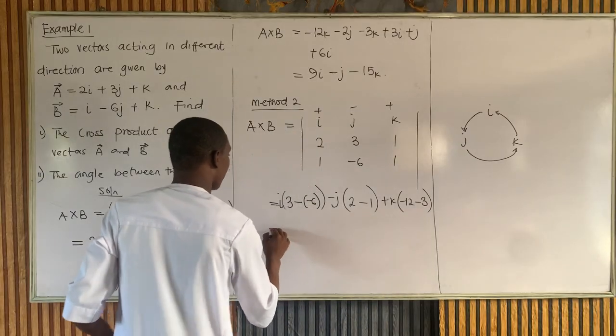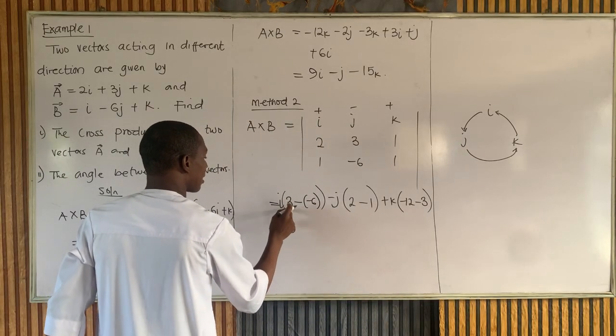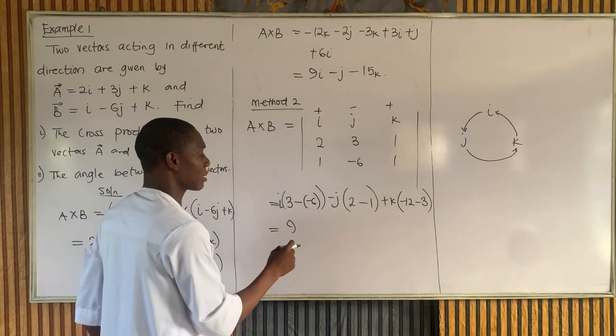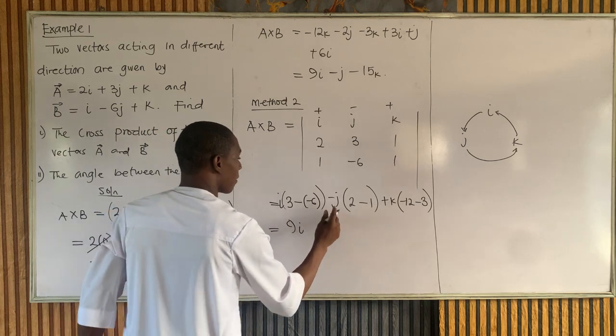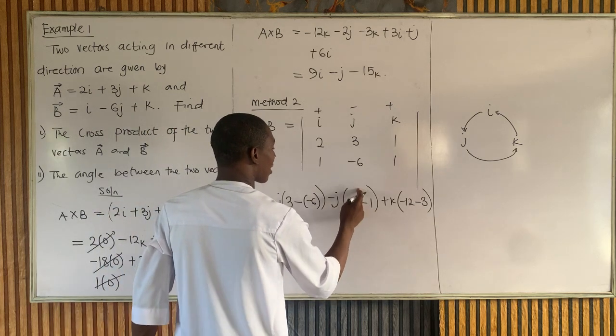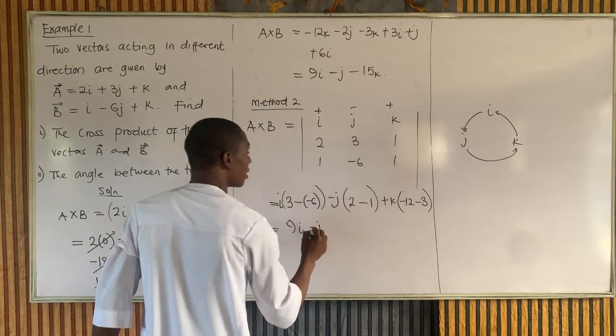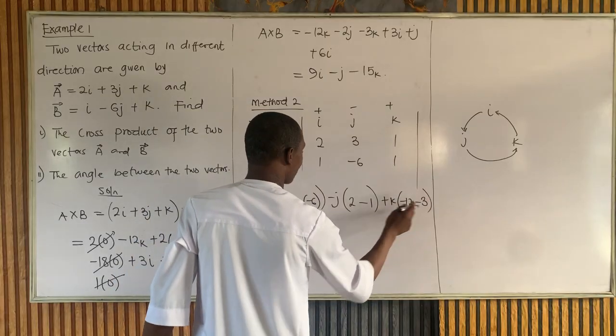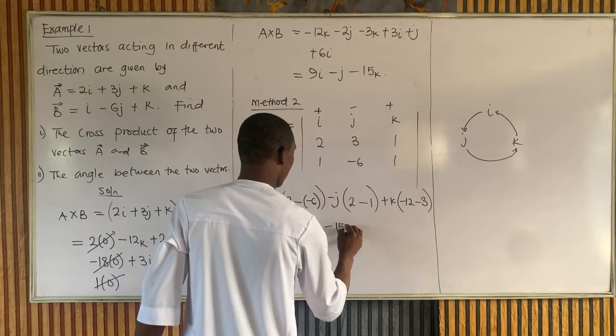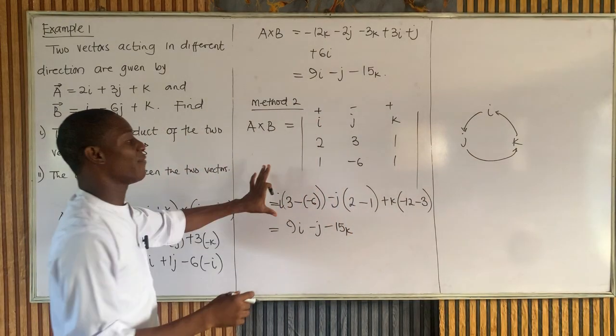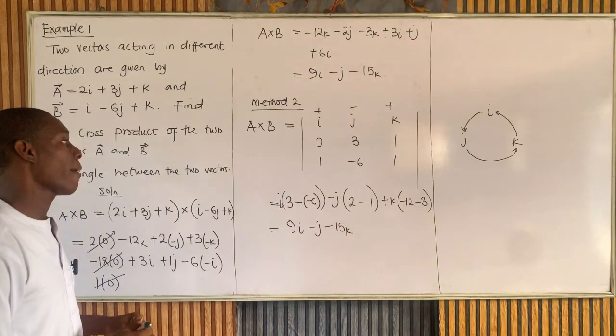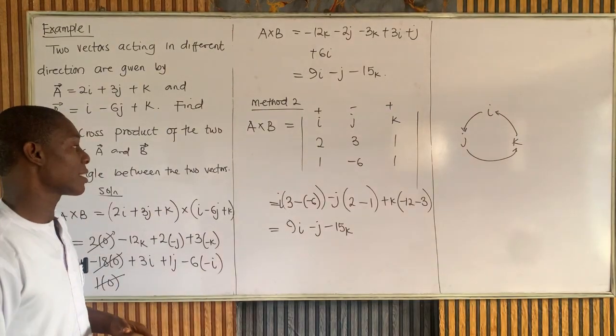So at the end of the day, this will give us 9, because 3 minus minus, that's 3 plus 6, that's 9i. This is 2 minus 1, that's 1. 1 times minus j will give us minus j. And then minus 12 minus 3, that's minus 15k. Which is what we have here. So this is very, very fast. We can use method of determinant to look for this.